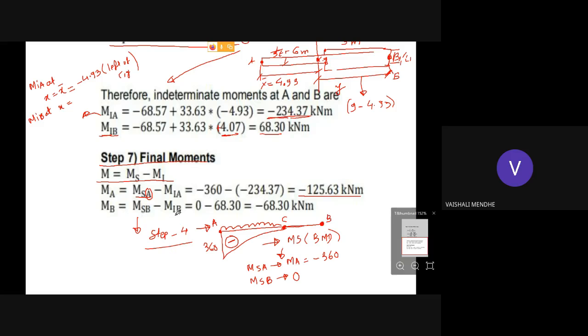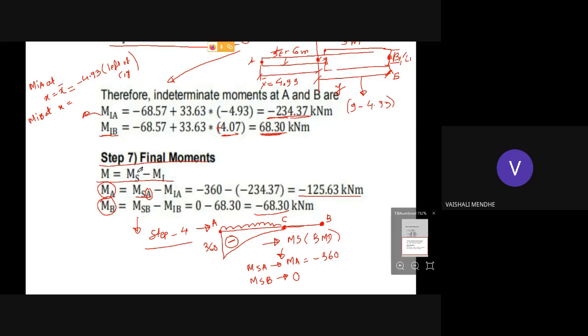MSB minus MIB. MSB is the statically determinate moment at B. At B the moment is 0, so we will use 0. And how much is MIB? 68.30. So 0 minus 68.30, you will get minus 68.30. So these are the final moments you will get using the column analogy method.